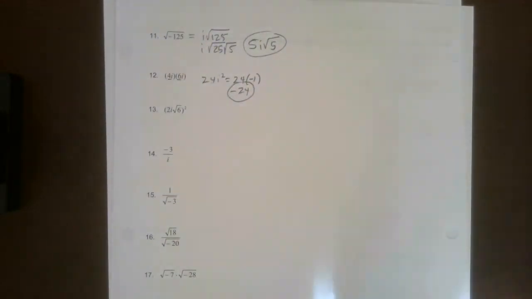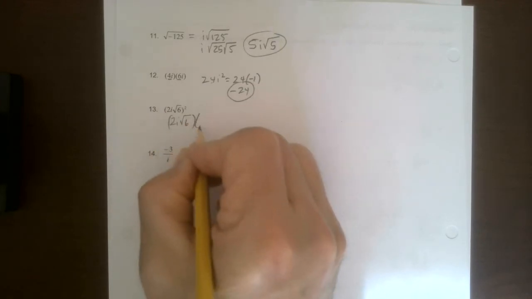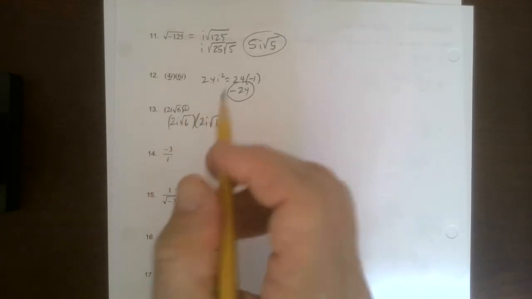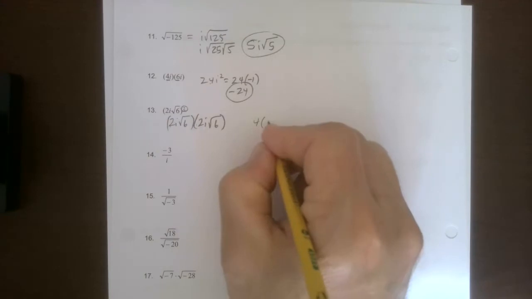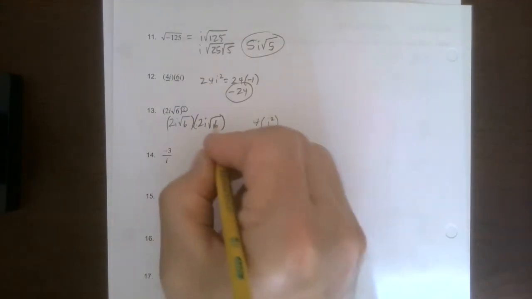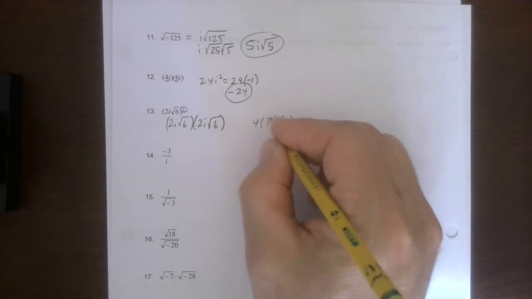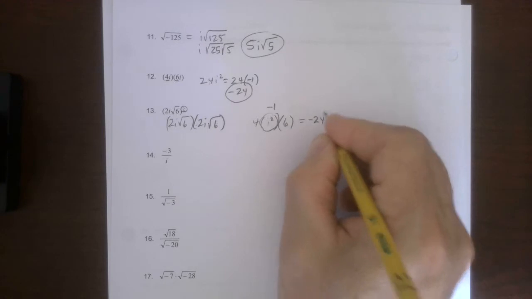Number 13, 2i square root of 6 times 2i square root of 6. That's what this means to do. 2 times 2 is 4. i times i is i squared. Square root of 6 times square root of 6 is 6. So really 6 times 4 is 24. i squared is just negative 1. So this is just negative 24.